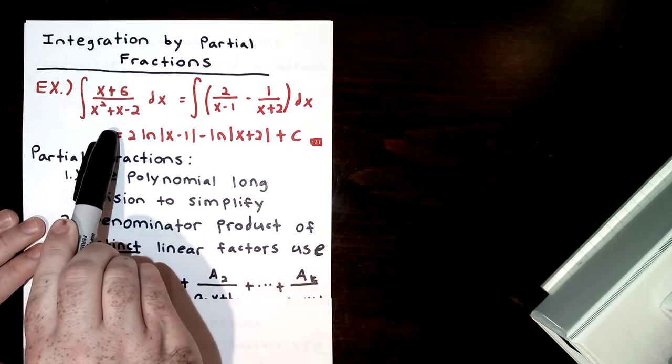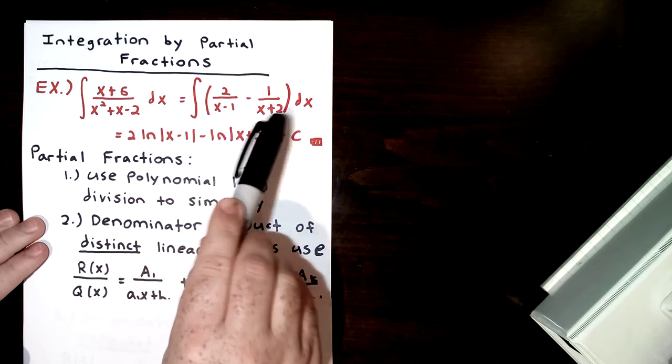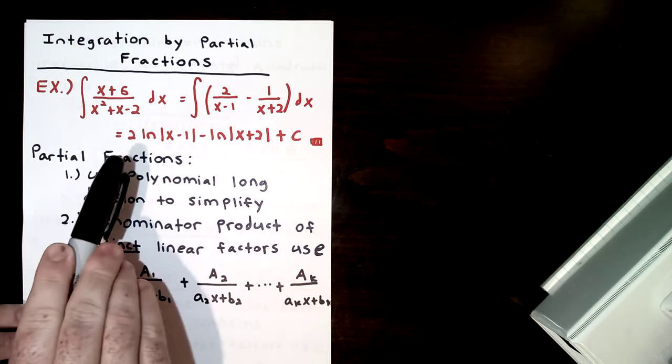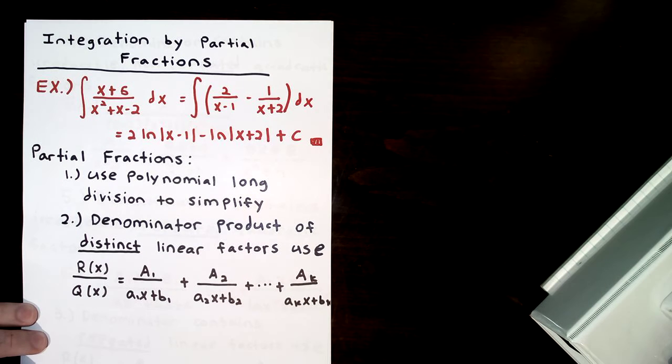Notice that x² + x − 2 can be rewritten as (x − 1)(x + 2) simply by factoring. So when we have, let's say, k distinct linear factors, we will rewrite the initial fraction r/q as a1/(a1x + b1) + a2/(a2x + b2), and so on all the way to ak/(akx + bk). And once we've written it out in this form, we would use systems of linear equations to solve for a1, a2, all the way down to ak.